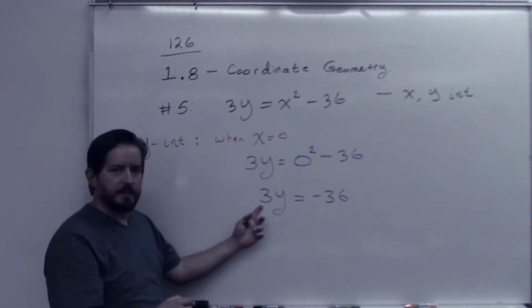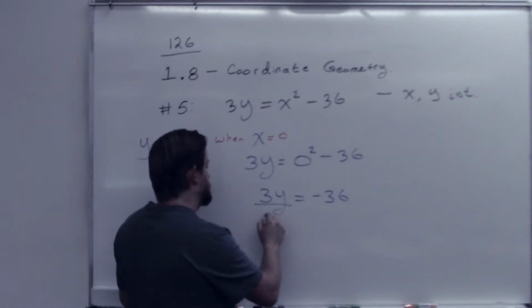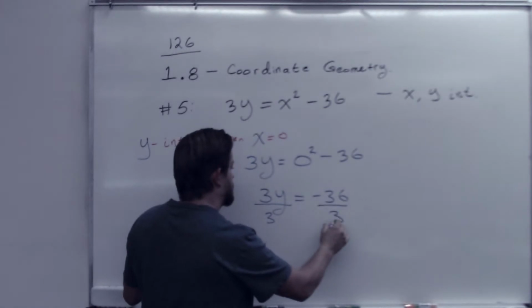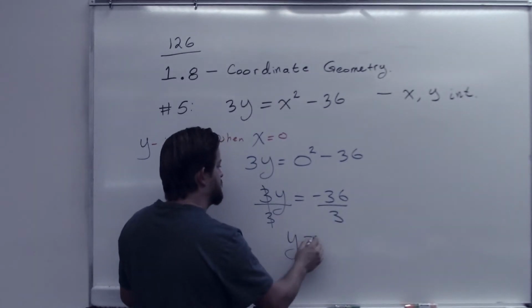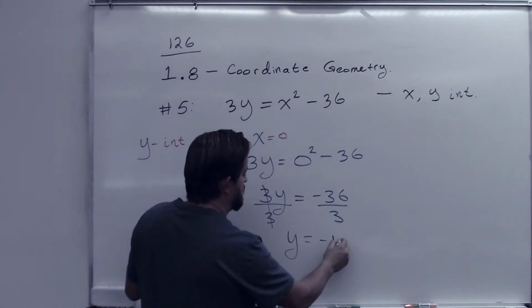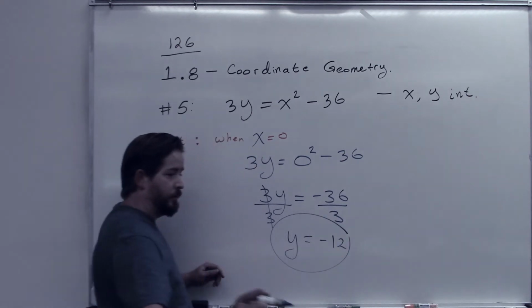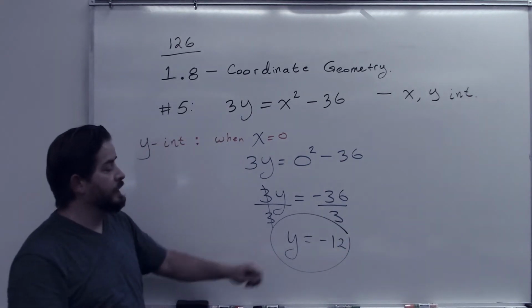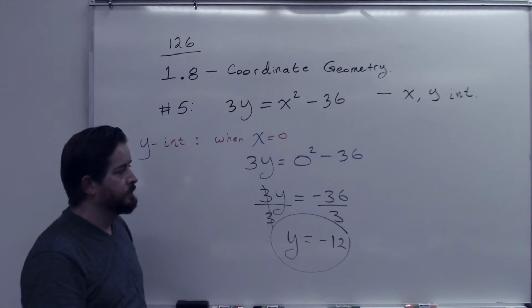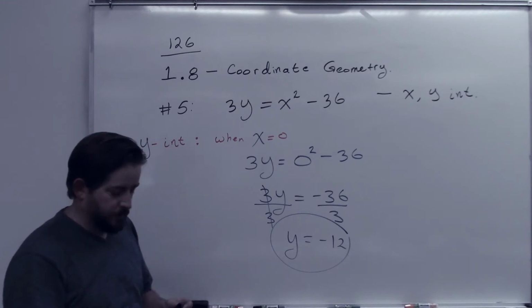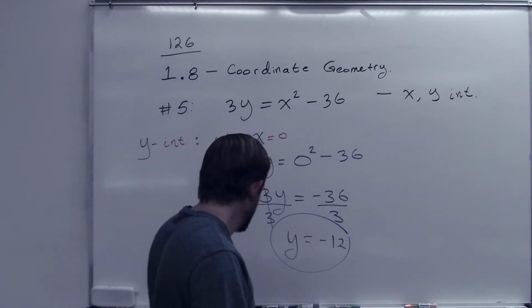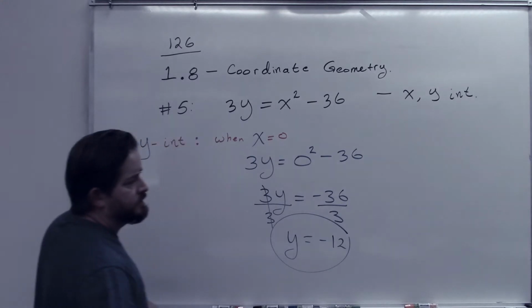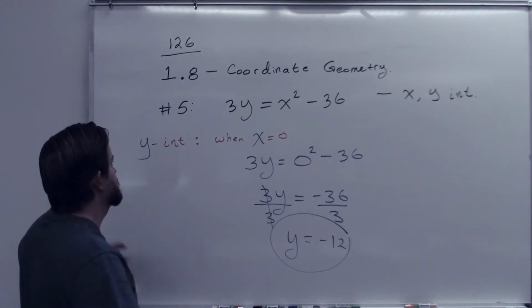I can divide each side simply by 3, and I have y equals negative 12. So for my y-intercept, that happens at negative 12. Good. That's number 5. Let's look also at number 6, the next one.